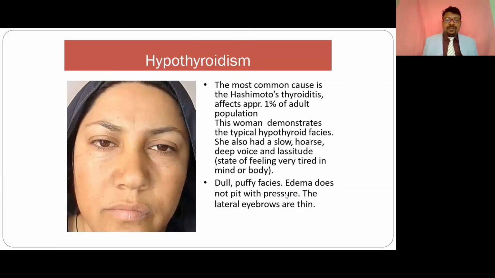The lateral eyebrows are very thin. If you see here, the eyebrows are going to be thin. With these features, we can identify whether they have any abnormal function, that means a hormonal imbalance or not. These are the classical features of facial appearance. According to the facial appearance, we can easily diagnose the disorders.